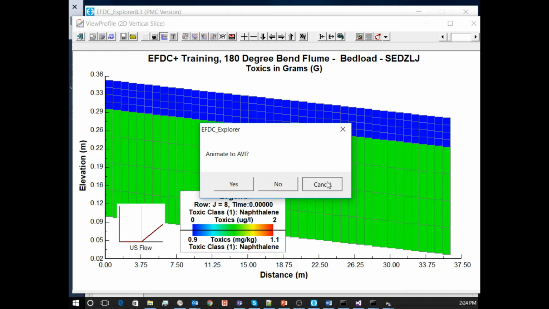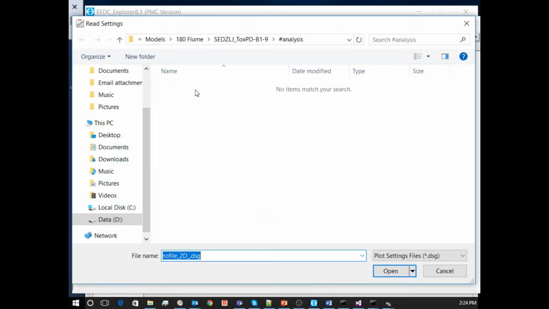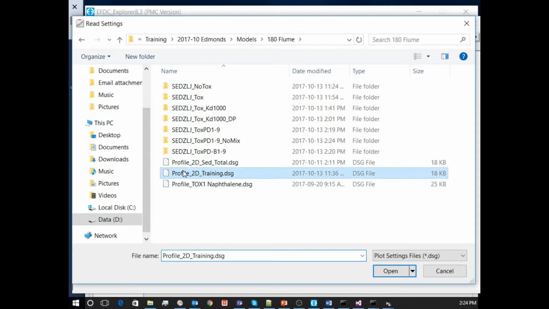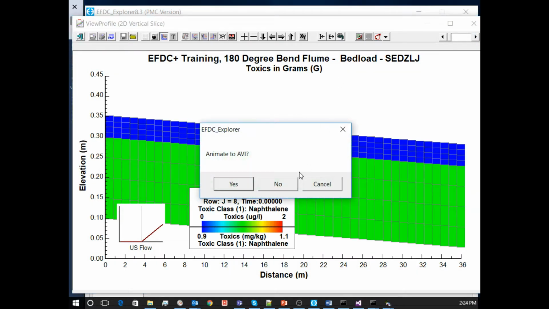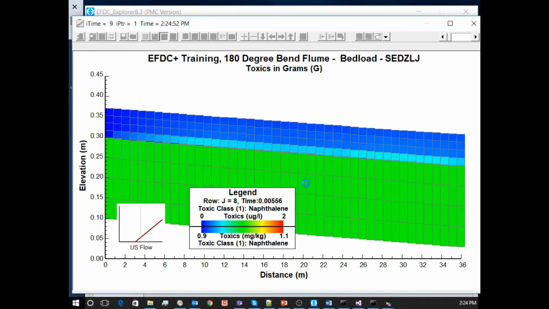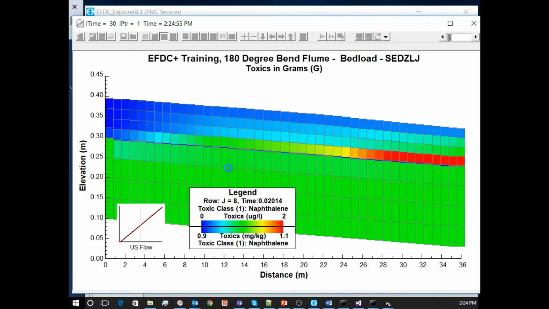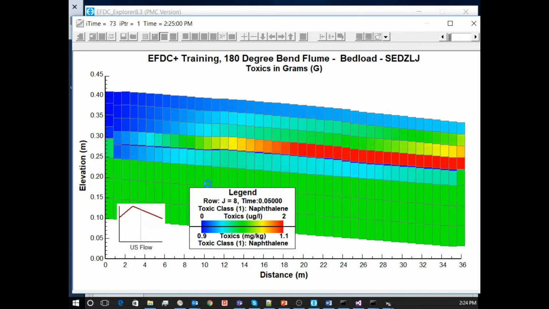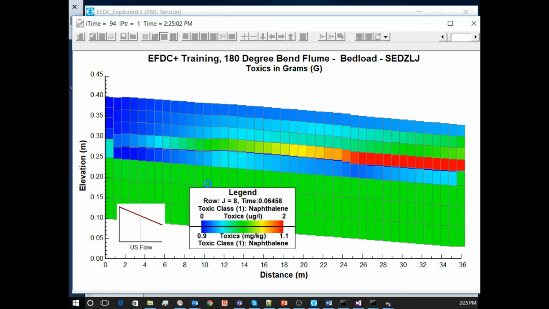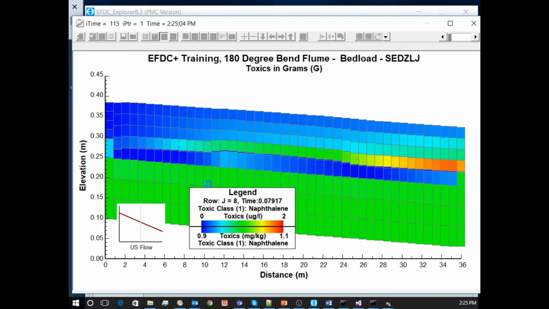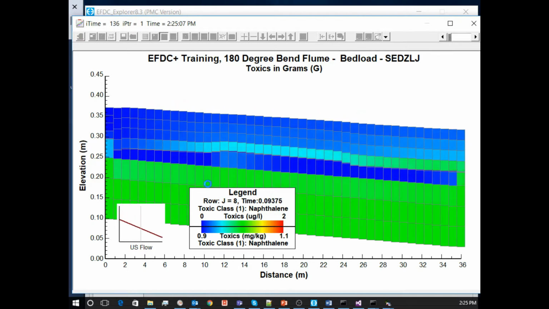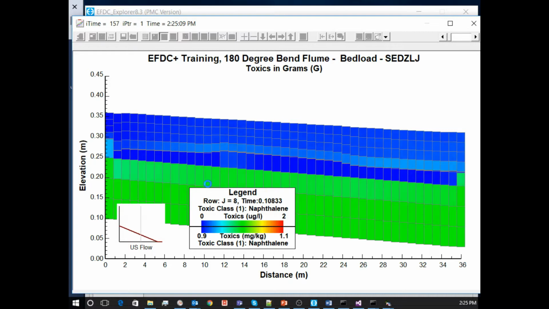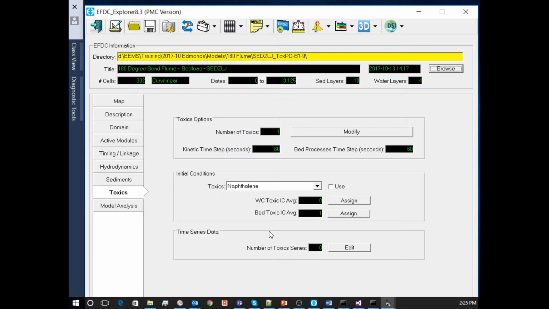Oh, let me load up my... Yeah, I mean, it might be a little less, but not particularly noticeable. So we'll see what happens with the particle mixing option.